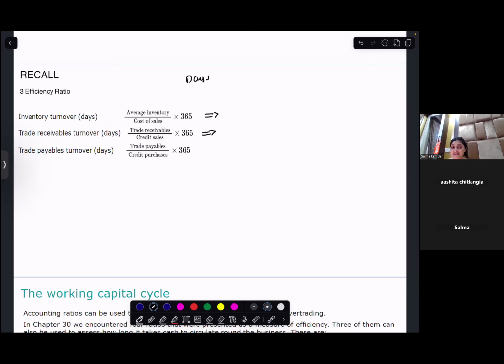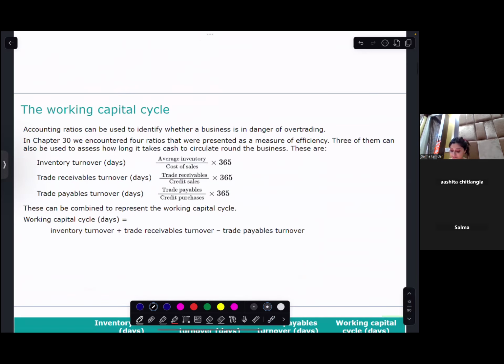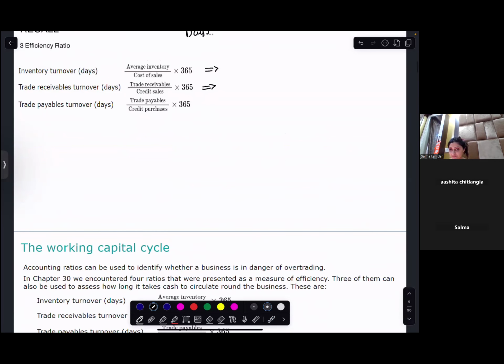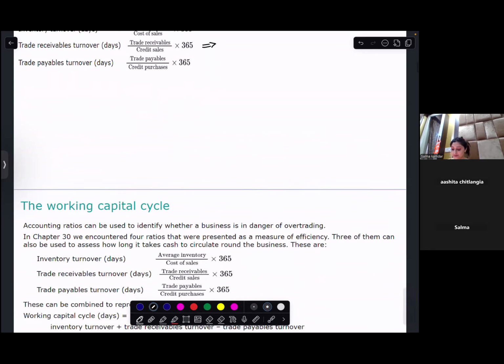sales. Trade receivable turnover ratio: how many days your customer is going to take to pay you. And trade payables turnover ratio: the credit period you have to pay your suppliers.